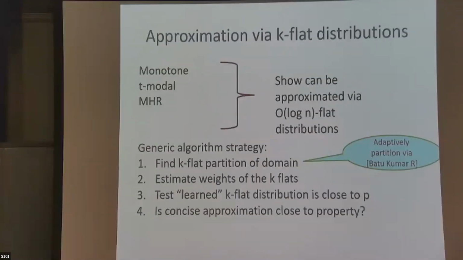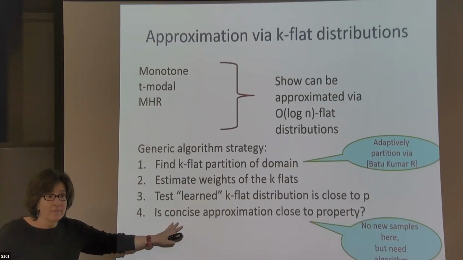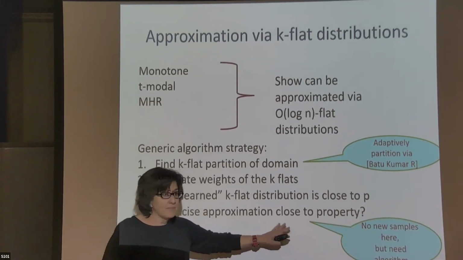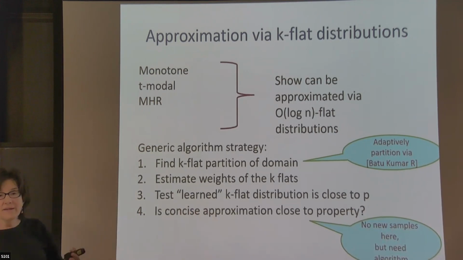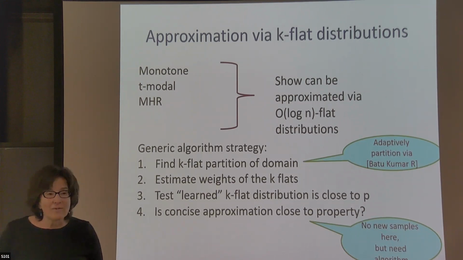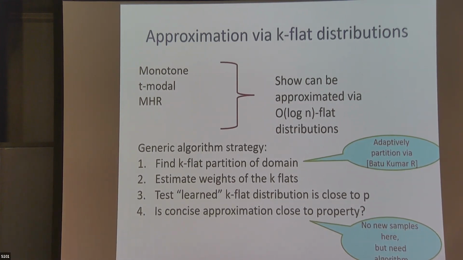Now we have this k-flat distribution that approximates my original distribution, and I just have to check: does this k-flat distribution actually have the property that I'm testing for? That part is again where we don't need new samples, because we just have to test if it's close to having the property. We just need an algorithm, and it just needs to depend on k somehow. If k is logarithmic, it doesn't even need to be polynomial. So that's the idea.